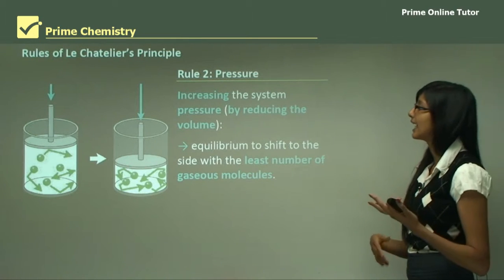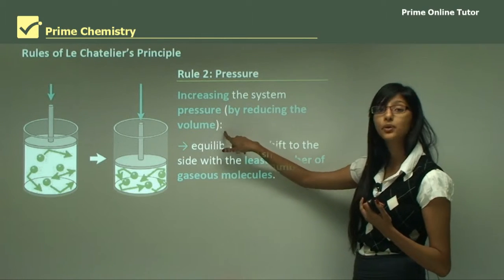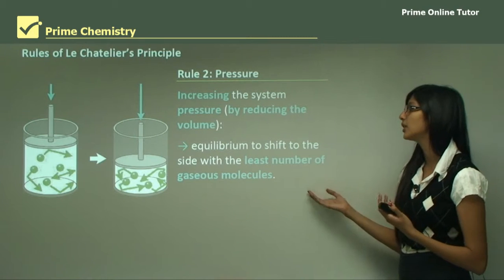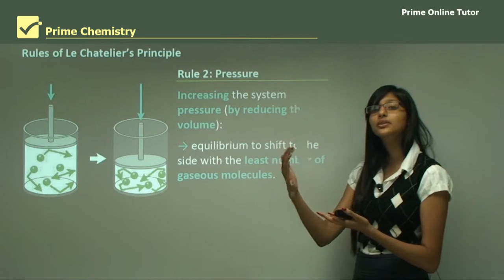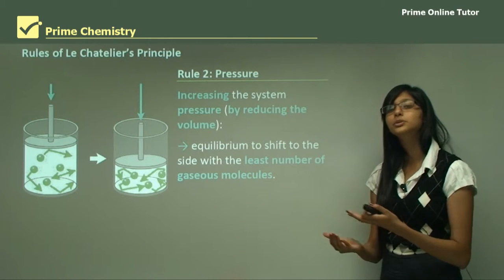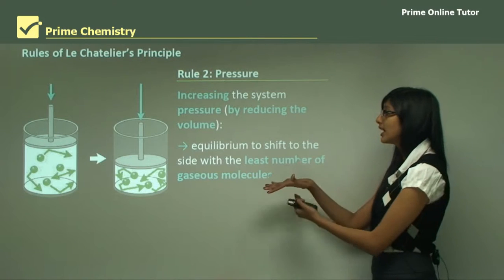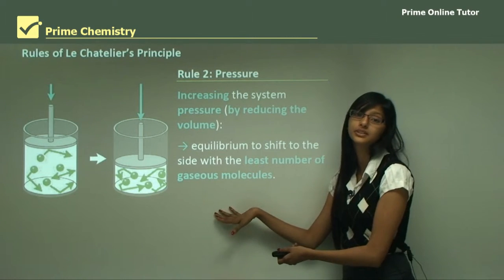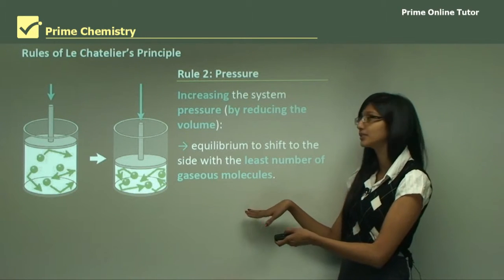Now, why is that? If you increase the pressure of a system by reducing the volume, the equilibrium will shift to the side with the least number of gaseous molecules. And why is that? Because if you increase the pressure, the equilibrium will move to the side that will reduce the pressure. And to reduce the pressure, it needs to move to the side where there is less number of molecules involved. Hence, it will move to the side with least number of gaseous molecules.